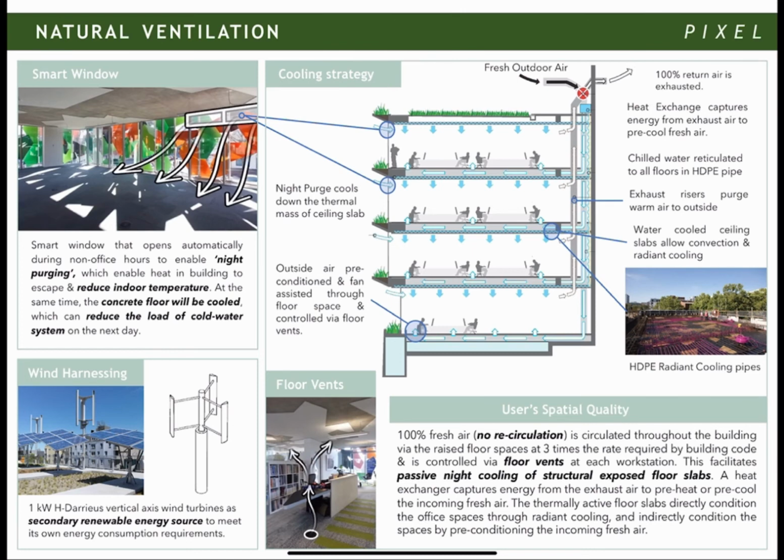Firstly, the exhaust riser. For the users' spatial quality, 100% fresh air is circulated throughout the building at 3 times the rate required by building code, and it is controlled via floor vents at each workstation. Hence, it has an even distribution of fresh air for every user.